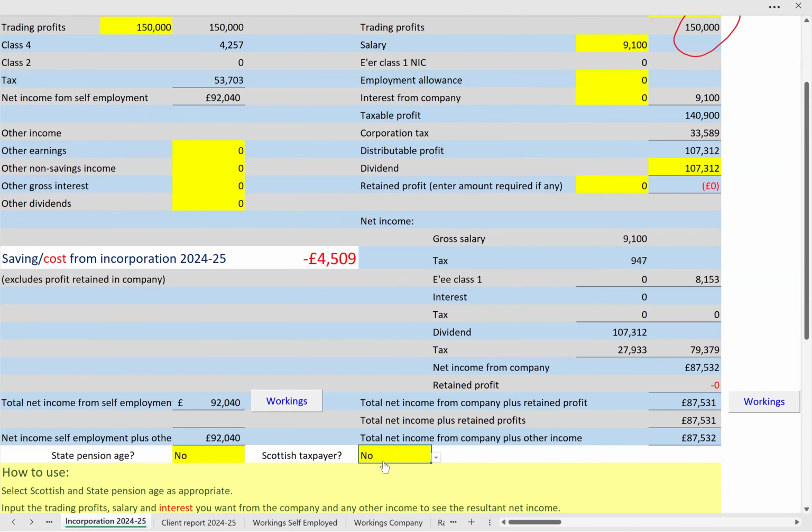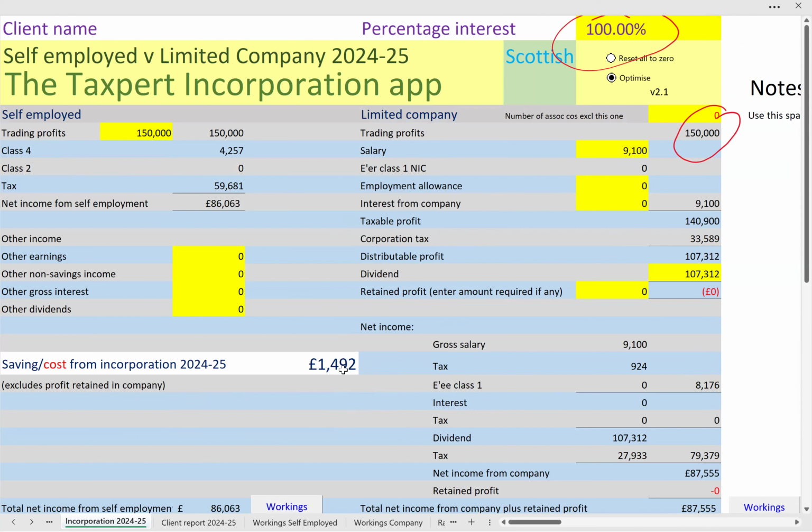Whereas if we were looking at a Scottish taxpayer, I would consider that we should be better off because the Scottish tax rates on the self-employed income of 150,000 would be a lot higher than for a non-Scottish taxpayer. So if I change the no to yes, indeed, incorporating is advantageous for the Scottish taxpayer. So that's quite interesting as well.